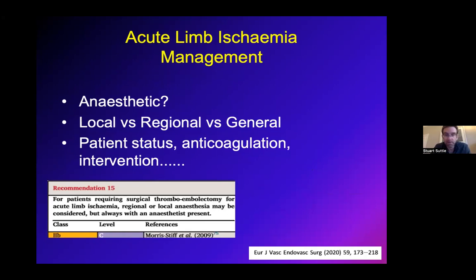What anaesthetic? Local versus regional versus general. Down to local preference, what you're planning to do. But it should be in conjunction with the anaesthetist. And again, the guidelines reflect this. Personal choice, unit choice. However, if you're doing local anaesthetic to do an embolectomy, you've also got to consider what you might need to do after the embolectomy. And can you get this done under local anaesthetic?